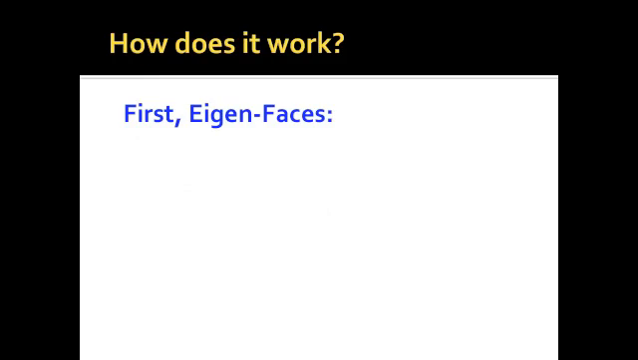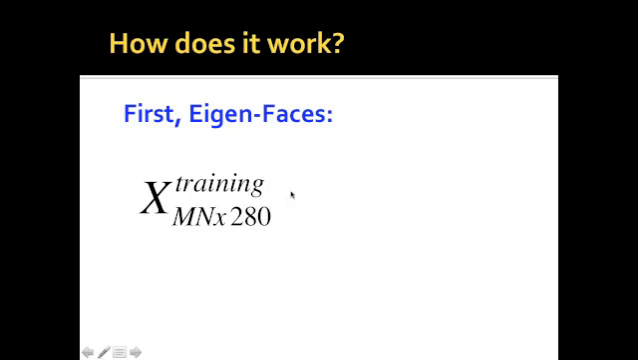But how does it work? First, let me introduce what I did with the Eigen-Faces. Let's introduce our training and testing matrices. As we always did, the training matrix is just a concatenation of the images. So it's a huge matrix of dimension m times n times 280, 7 images per person and 40 people, so it's 280. And likewise the testing matrix is this.